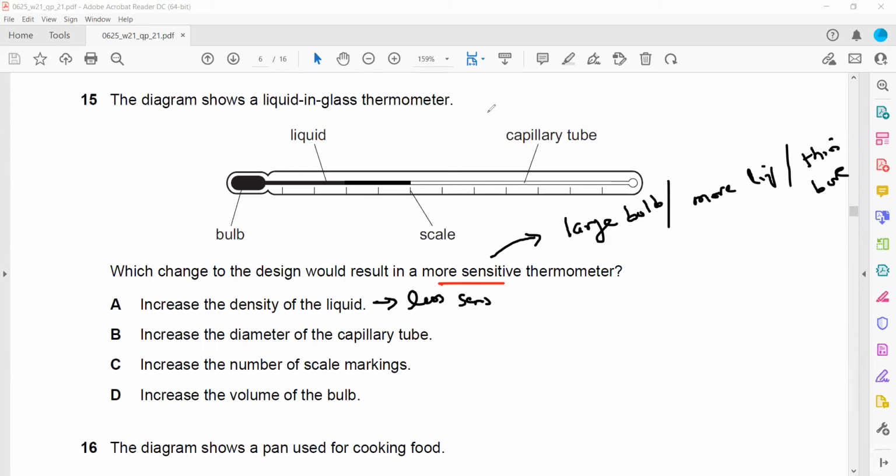And if density is more, its volume will be less, so it will make it less sensitive. Increasing the diameter also makes it less sensitive. Increasing the number of markings on the scale is actually affecting the range, not the sensitivity. And using a larger bulb increases the sensitivity of a thermometer.